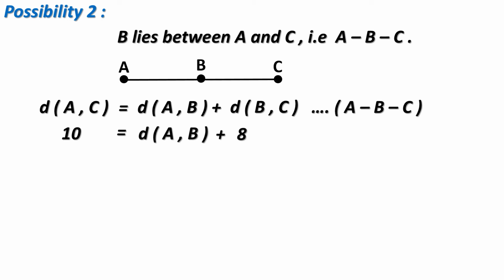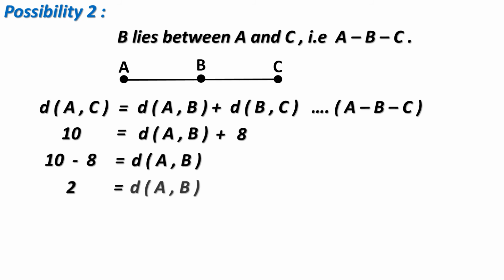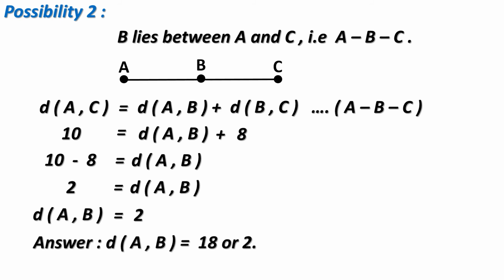Now we will shift plus 8 to the other side of equal to. If we shift plus 8 from the right hand side to the left hand side of equal to, the sign will change. So we will get 10 minus 8 equals distance AB. Therefore distance AB equals 2. Therefore distance AB equals 18 or 2.